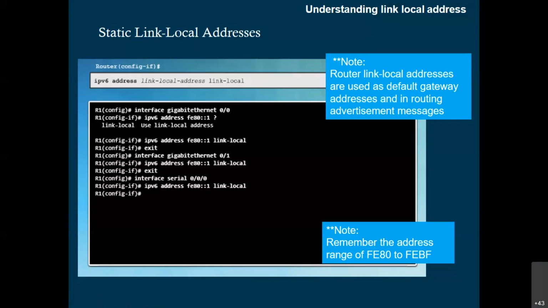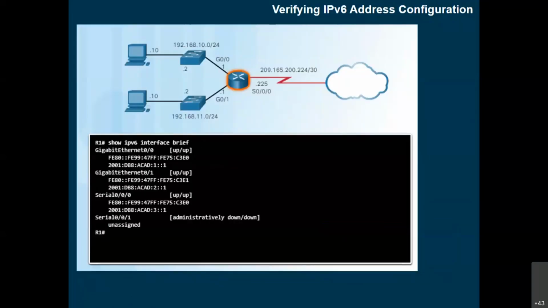So router link local addresses are used as the default gateway in router advertisement messages. So just now when we looked at SLAAC, when the host comes in and asks for an IP address, the router sends the default gateway as its own link local address. So for link local addresses, the range is FE80 to FEBF. This is the range. So everything here is FE80. The one thing you have to understand about IPv6 is that it is long and it has a lot of numbers. So you don't really have to think much about subnets.